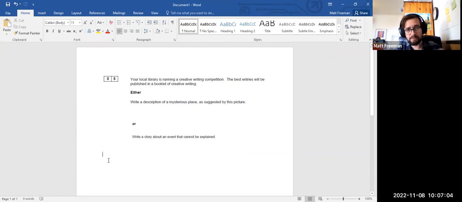Now, I didn't include the picture because what I wanted to talk about was writing a narrative, writing a story, which a lot of people find significantly easier. The picture in question was of a graveyard gate, if you're wondering. So we've got two choices here: either write a description of a mysterious place, as suggested by this picture, or write a story about an event that cannot be explained.